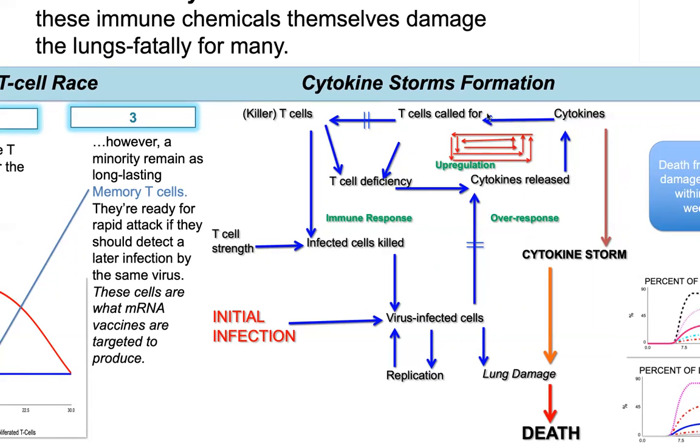If the T cells called for did not meet the requirement called by the cytokines, causing T cell deficiency, they call for more cytokines to be released, and more cytokines, and what we call this is upregulation. The high level of cytokines could create a cytokine storm in an over-response, causing more lung damage and deaths.